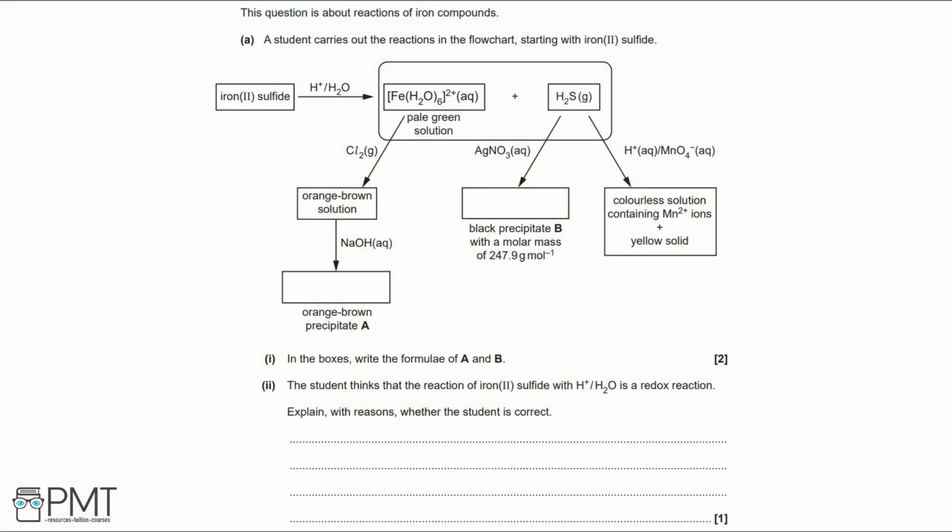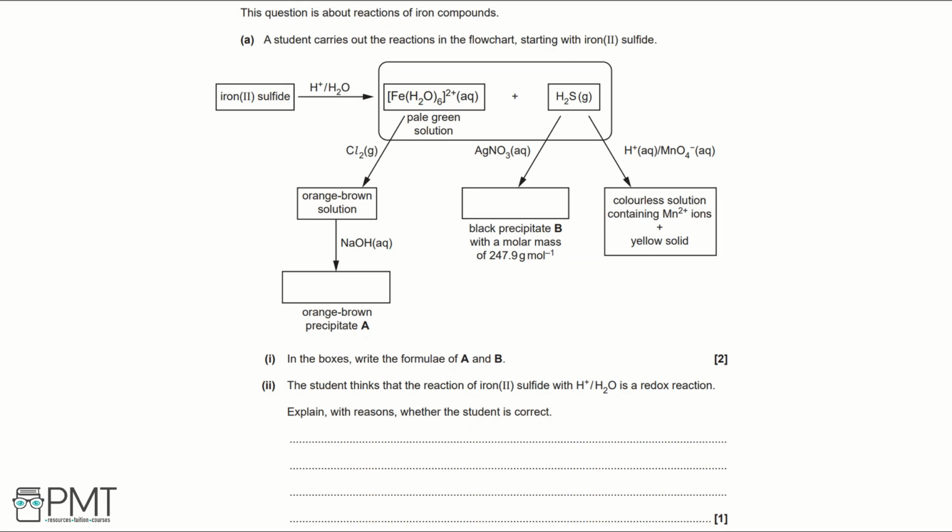This question is about reactions of iron compounds. Part A. A student carries out the reactions in the flowchart starting with iron 2 sulfide. Part 1. In the boxes, write the formula of A and B.